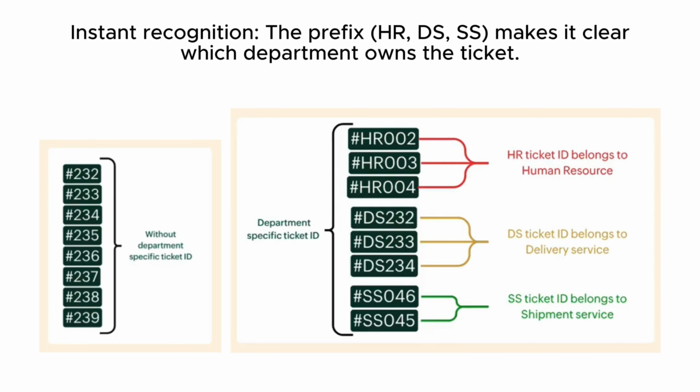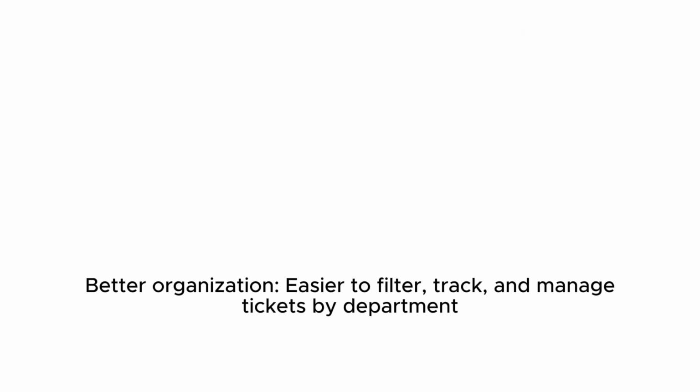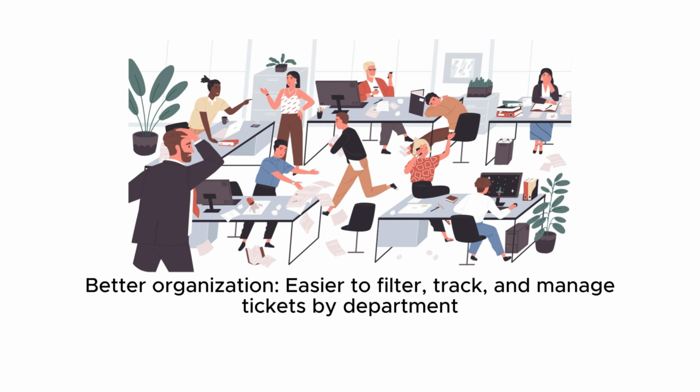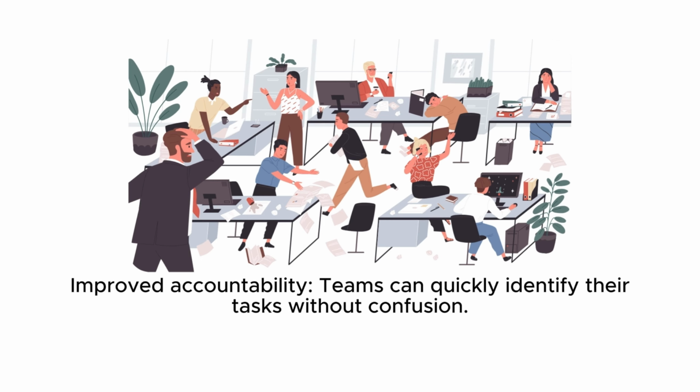Benefits. Instant recognition: the prefix, HR, DS, SS, makes it clear which department owns the ticket. Better organization: easier to filter, track, and manage tickets by department. Improved accountability: teams can quickly identify their tasks without confusion.